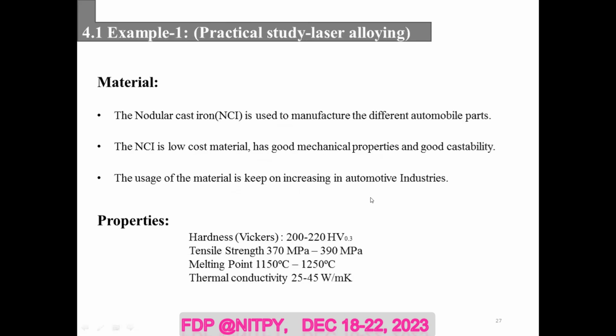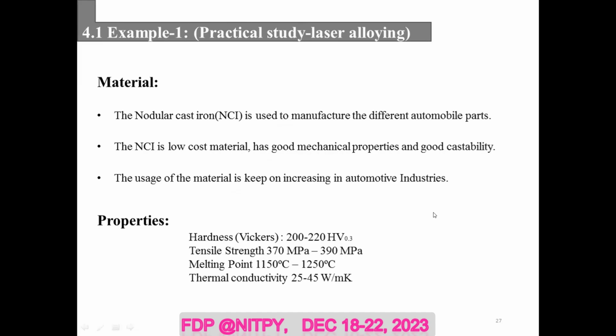In this practical study, we have taken nodular cast iron material, which we know is mainly used in the automotive industry, especially for making the camshaft. Also, this nodular iron is a low cost material and has good mechanical properties and good castability. The usage of this material is also increasing in the automotive industries.